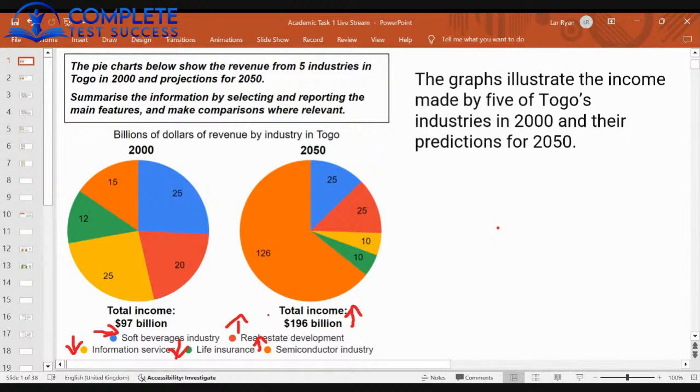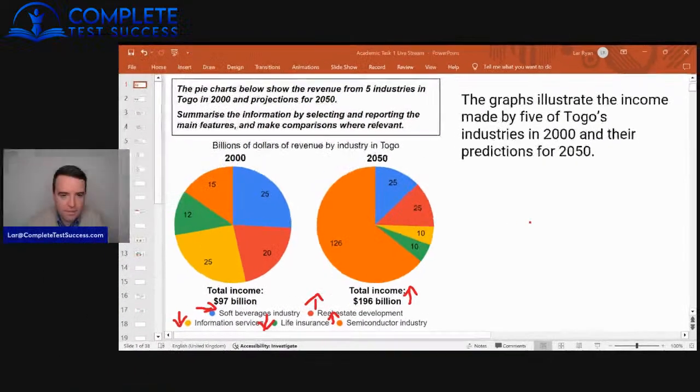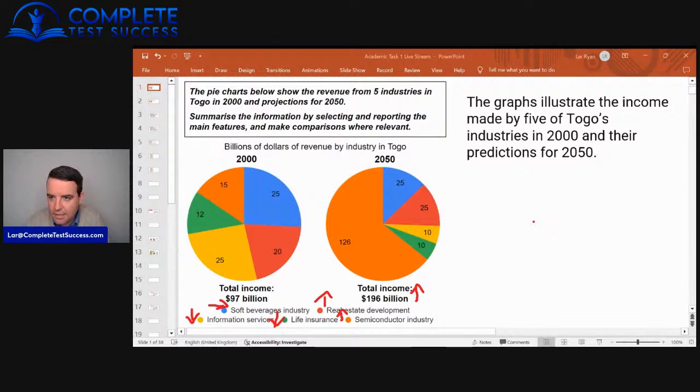So basically that's what I'm looking for. Real estate development increased, semiconductor industry increased, total increased, life insurance and information services decreased, soft beverages industry stayed the same. Okay, so with that all kind of lined up in the way I wanted, let's have a look at Ulrich Beg's overview.